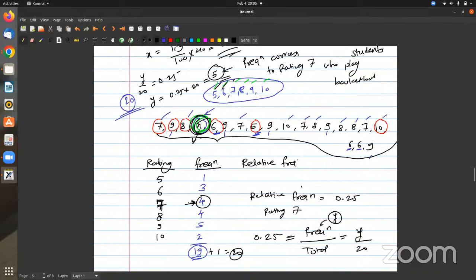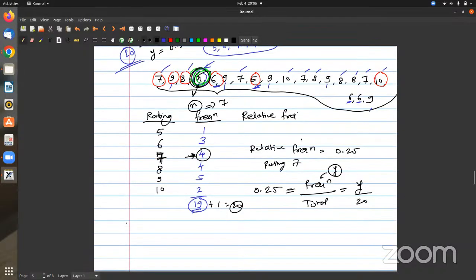So that means this missing value x should take the value 7. If I rearrange the data, instead of x I write 7: 7, 9, 8, 7, 6, 9, 7, 5, 9, 10, 7, 8, 9, 8, 8, 7, 10, 6, 6, 9.